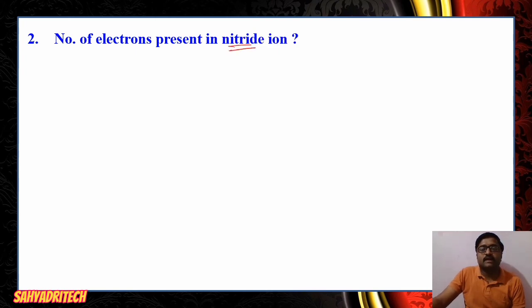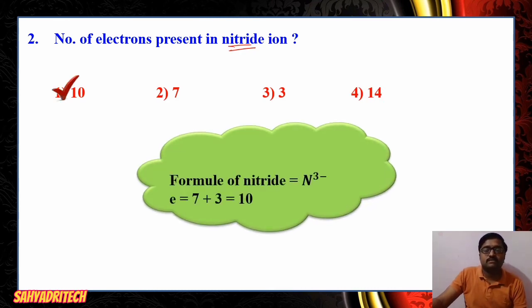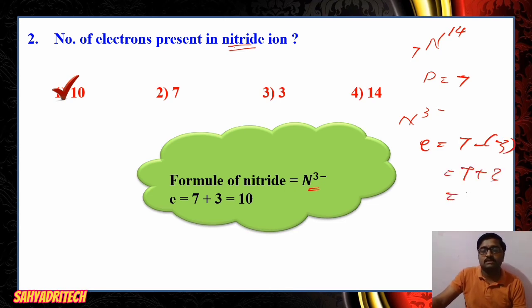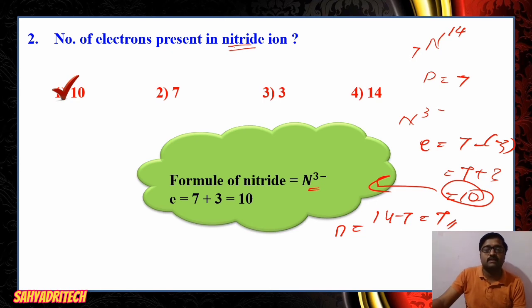Nitride ion N3 minus, right? First look for the options. 10, 7, 3 and 14. Yes, answer is 10. See here nitride, N3 minus. So for nitrogen, what is the atomic number? Atomic number 7, mass number 14, right? So protons 7, and if you go for electrons, 7 minus of minus 3. So 7 plus 3, that is it has 10 electrons. Then neutrons, 14 minus 7, that is 7. So what they are asking here, number of electrons present, that is 10 electrons. How many neutrons? 7. How many protons? 7.